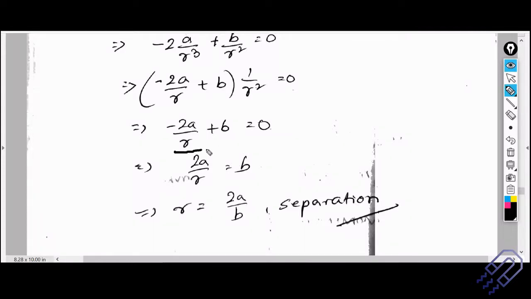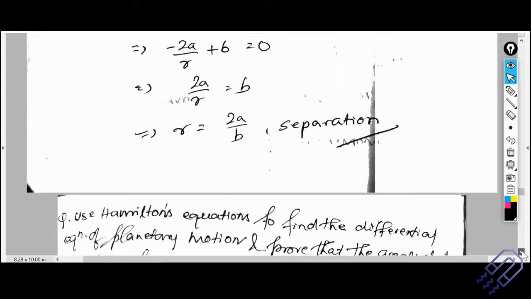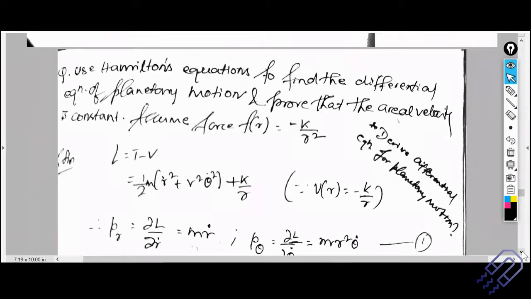So simply minus 2A by r plus B is equal to 0. You can find out what is r. So r is always in terms of A and B, it should be 2A divided by B. That's the separation. Okay. So this is one more question. I don't think it should deserve more than 2 marks. Okay, that's also important. So let's go to the next question. Let's see how many we can finish today. Okay, probably we'll just do this.